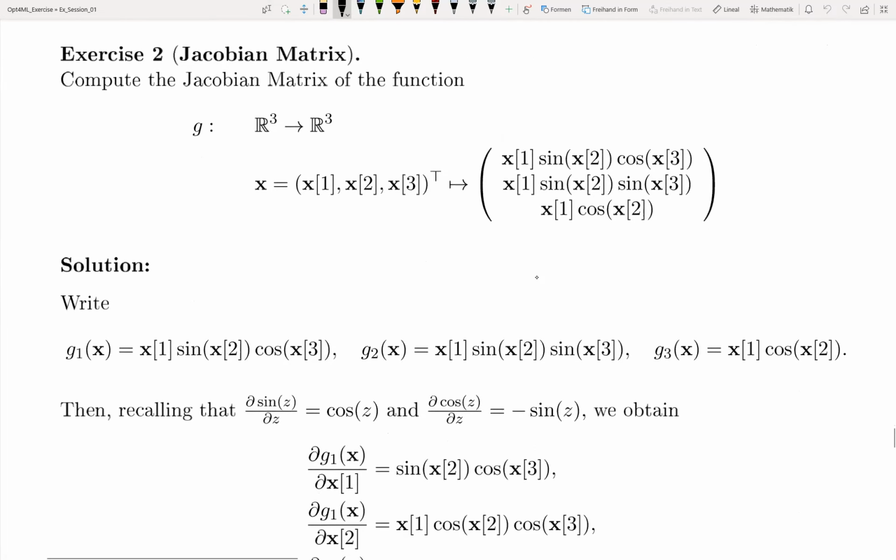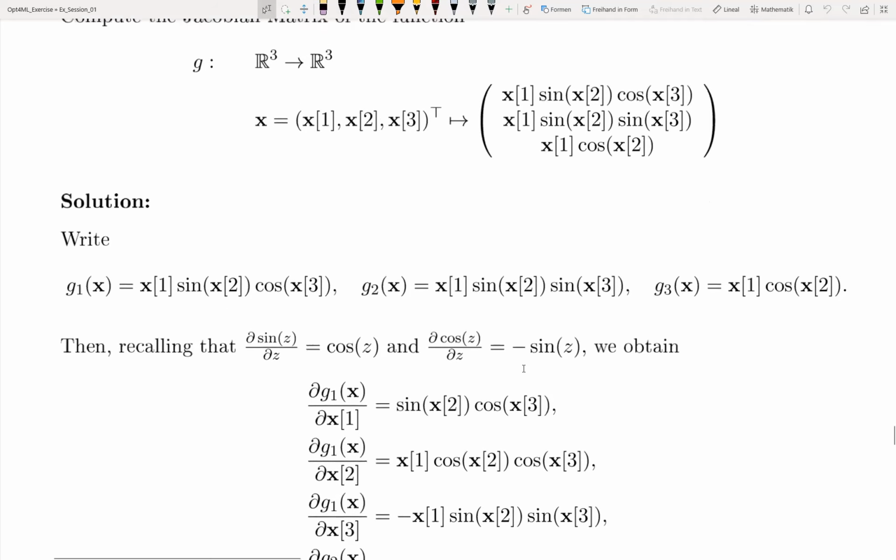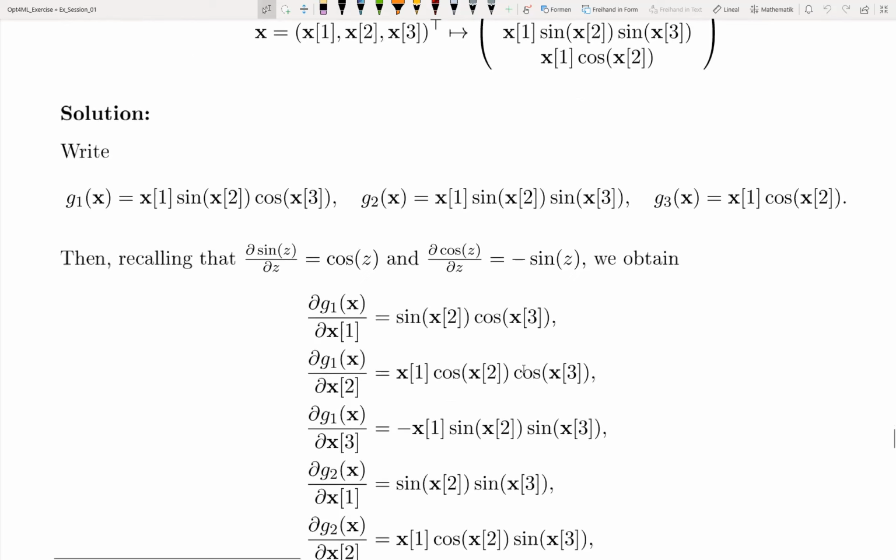All right, then we have the second exercise, the Jacobian matrix. This is also just for practice, so that you get familiar with partial derivatives. Actually, this was one of the easiest, as long as you know how to compute derivatives of sine and cosine.